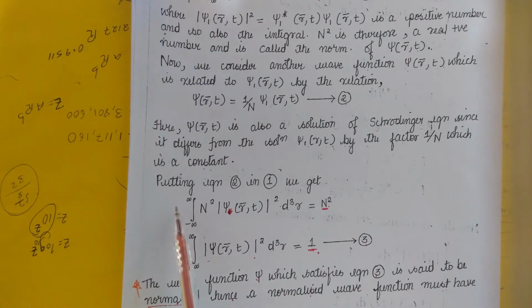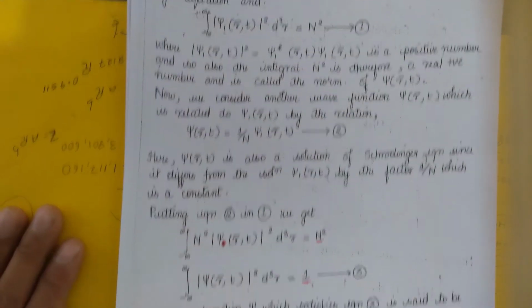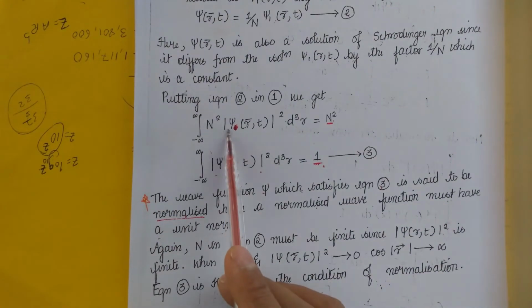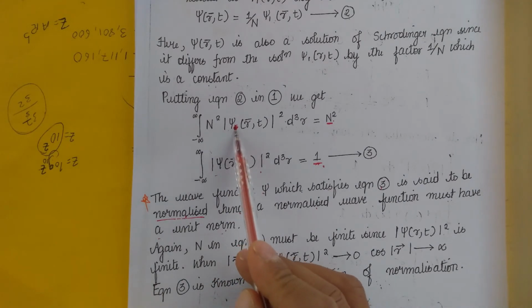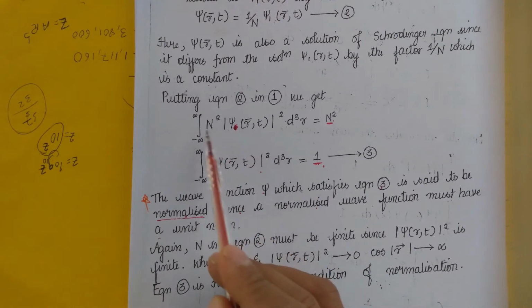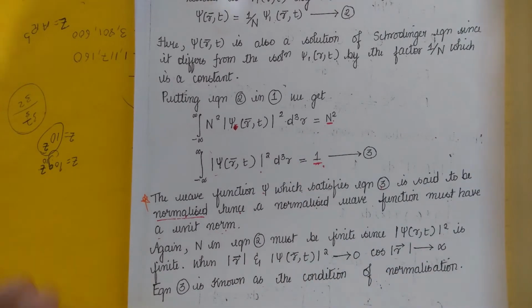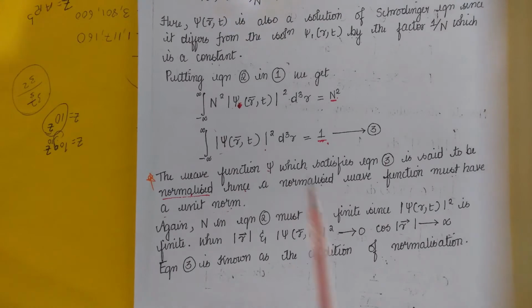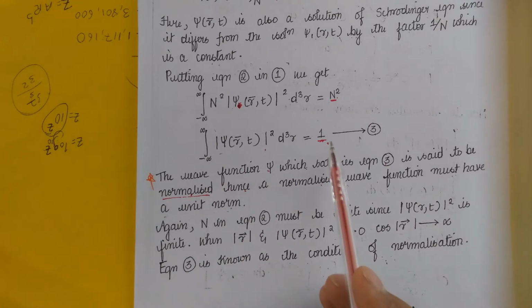Now if we put equation 2 in equation 1, we get this one. I think you need to make a change in your notes: instead of writing psi1, it should be simply psi. If we further simplify, we get 1, which means the probability of finding the particle over the entire volume, from minus infinity to infinity, is 1.